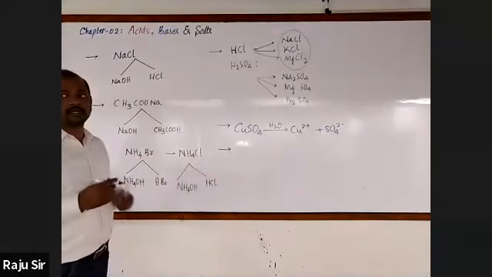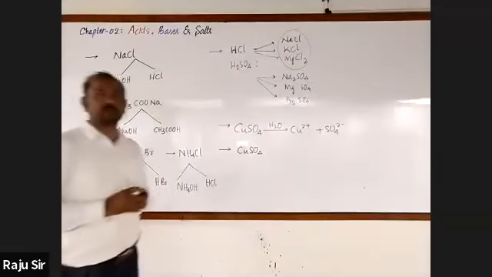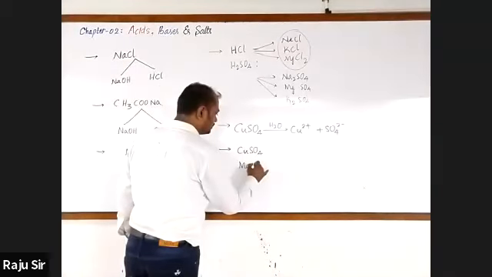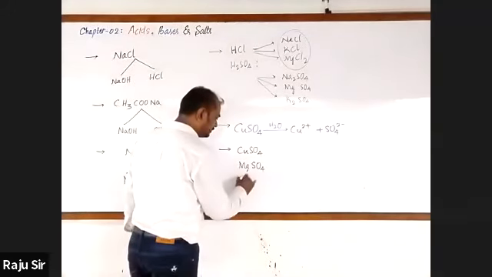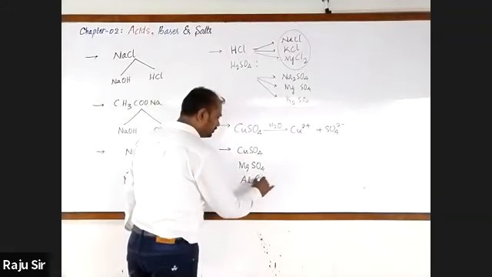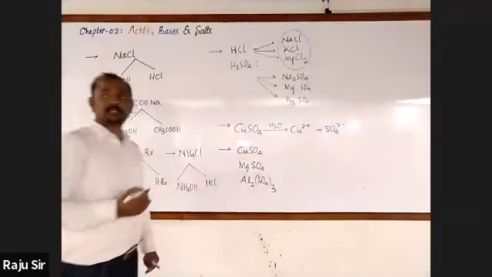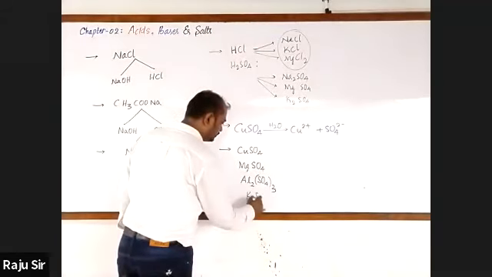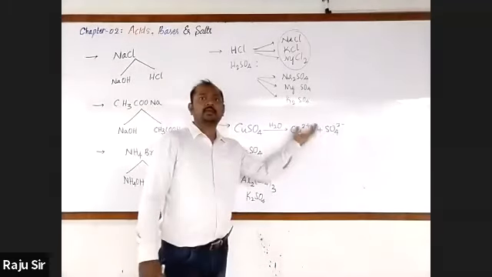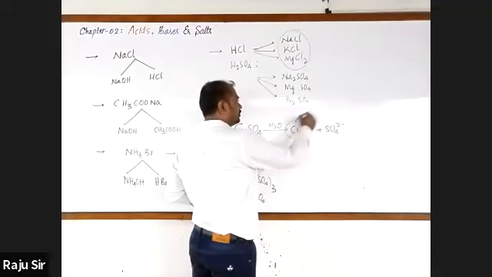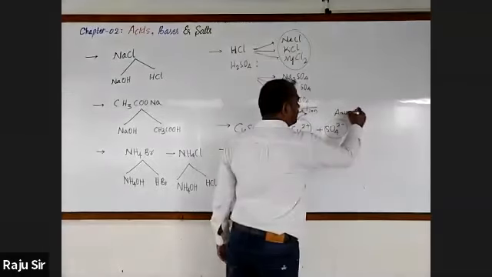Next, I go for writing some more salts. Just observe. Here, copper sulfate, CuSO4. Then magnesium sulfate, MgSO4. Aluminium sulfate, Al2(SO4)3. Potassium sulfate, K2SO4. As I said, every salt contains ions, and these ions are cation as well as anion. Here in CuSO4, Cu2+ is called the cation, and SO4 2- is called the anion.